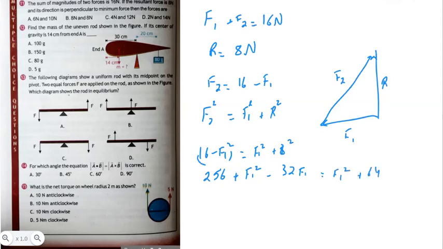F1 square से cancel out हो जाएगा और बाकी अगर आप simplification करोगे तो यहाँ से हमारे पास answer आएगा वो 6 Newton होगा और इस value को जब आप F2 की equation में substitute करोगे so 16 minus 6 is 10 Newton. So the two forces will be 6 Newton and 10 Newton.